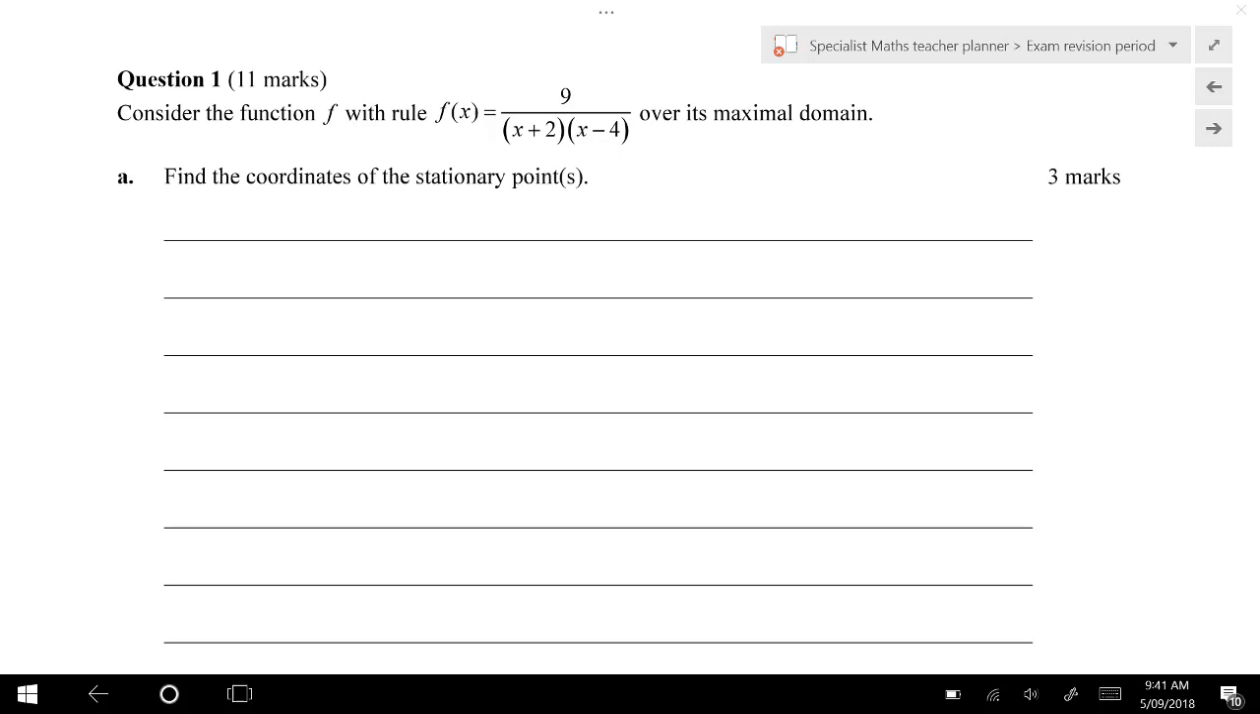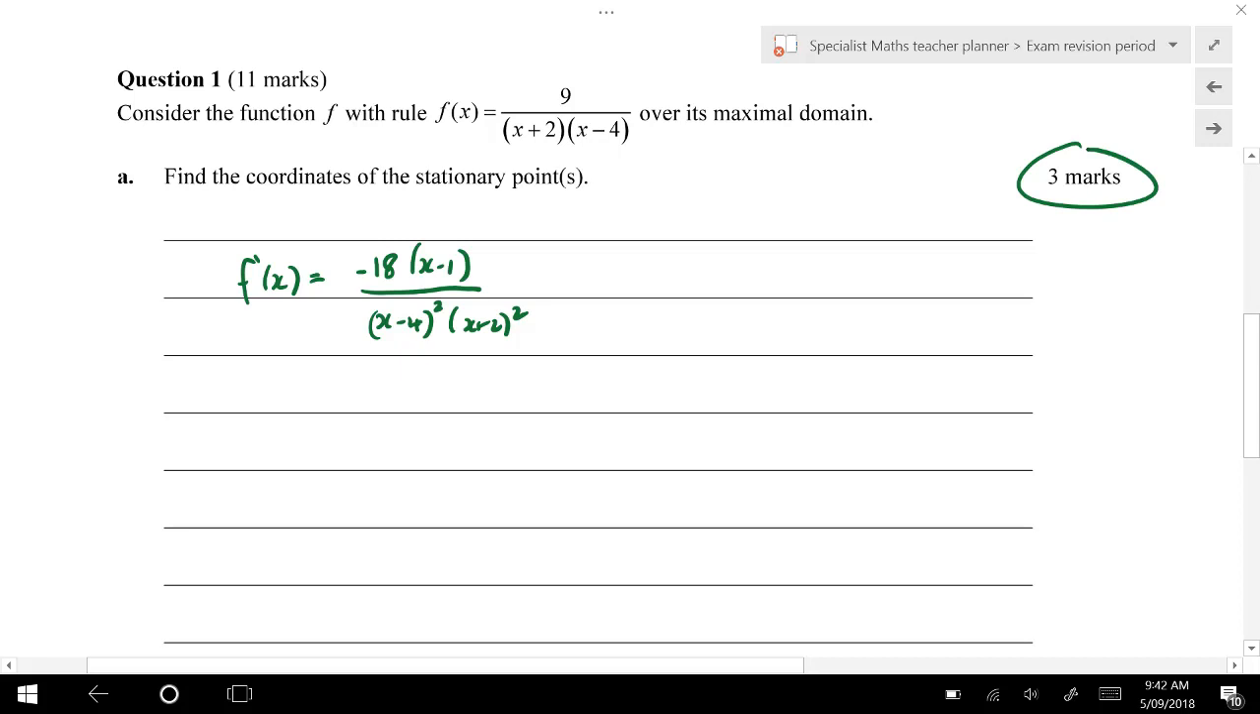Now, for this one, first of all, it's asking for the coordinates of the stationary points. Don't go ahead and do it by hand. It's not saying show that, is it? So I want to do f dash of x. Here's one I prepared in my calculator earlier, so you should be punching this away in your calculator. I got minus 18 x minus 1 over x squared minus 2x minus 8 squared. You definitely need to write out what you got for the derivative. You need method marks, so you need something. You can't just go ahead and write an answer.